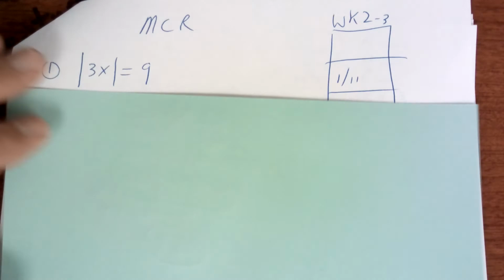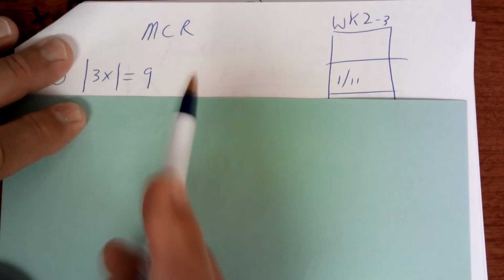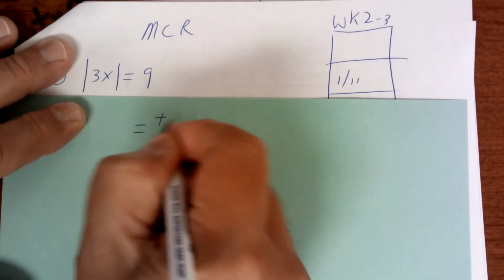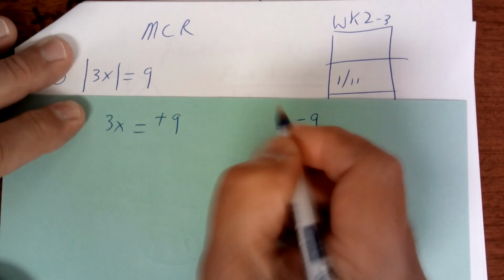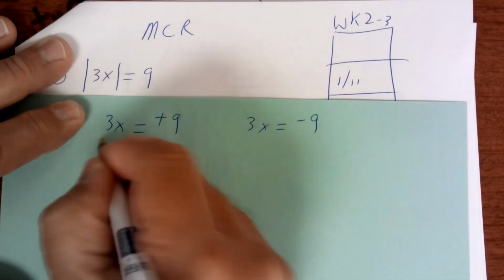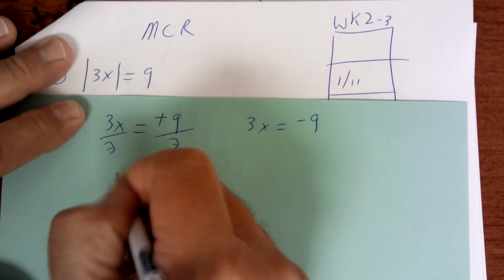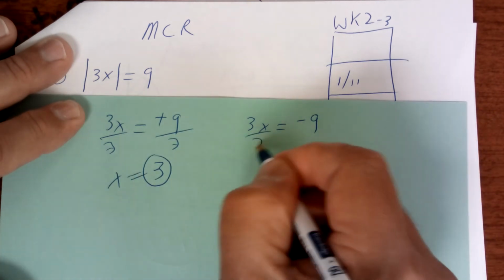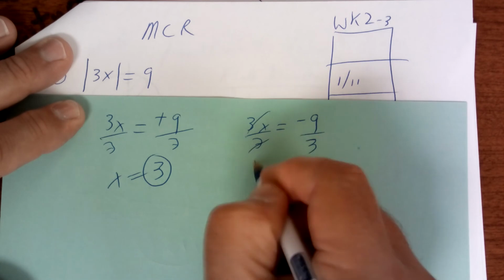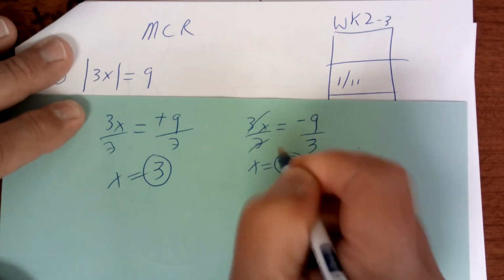This one right here is the absolute value, so you're going to put a +9 and a -9. That's the first thing you do. And then you work it out. So you divide by 3 for both of these. That's one answer. And then this one you divide by 3, you get a -3. So your answer can be a +3 or a -3.